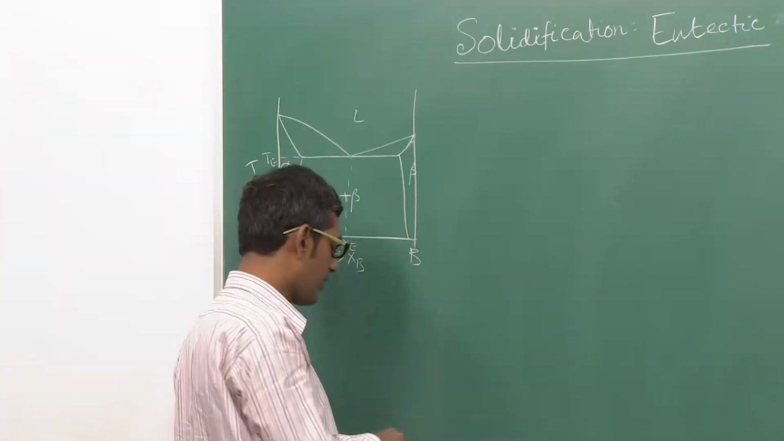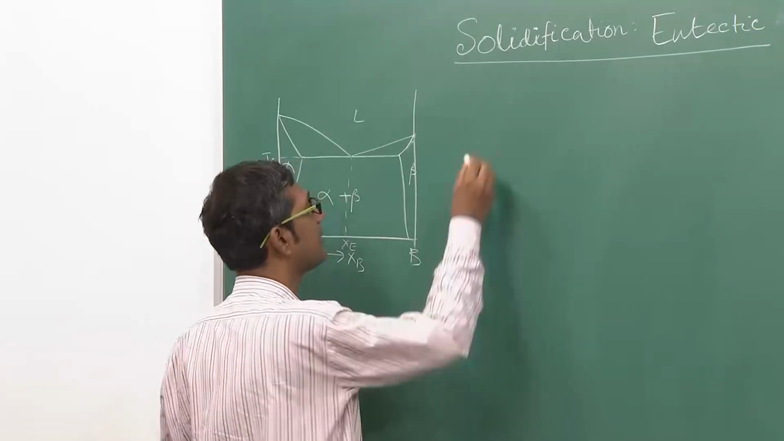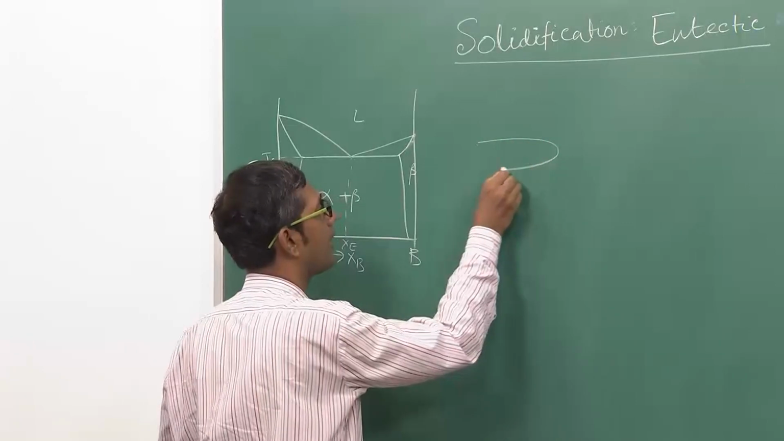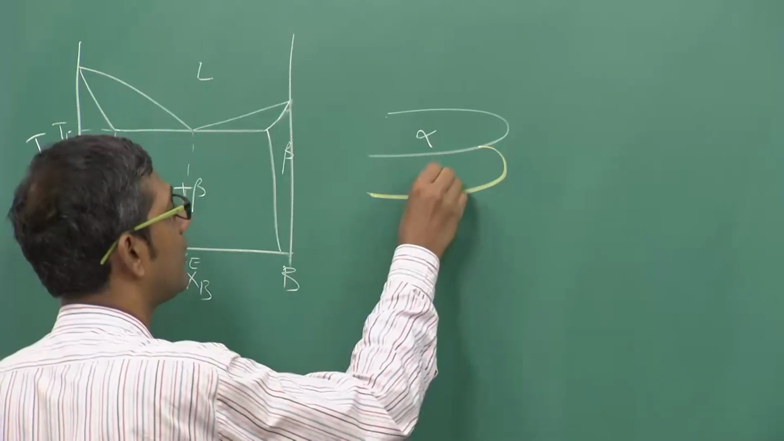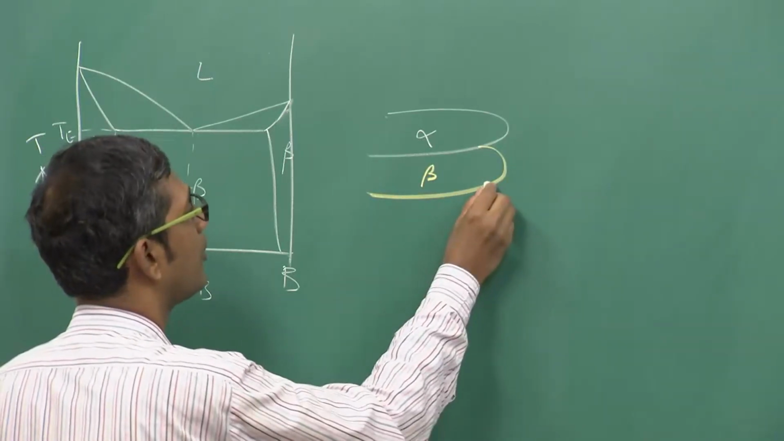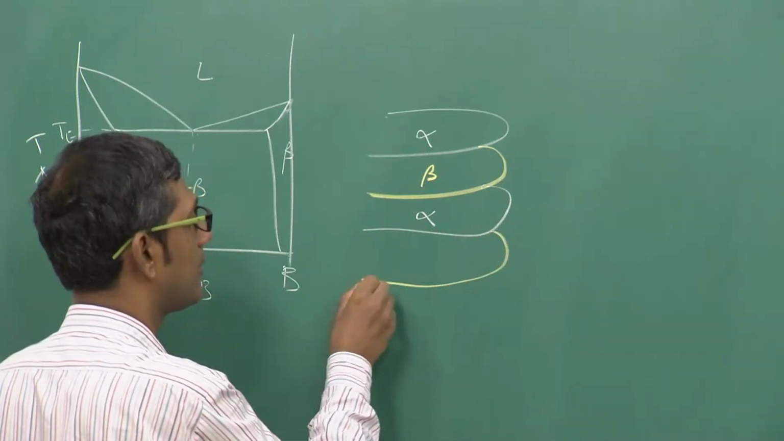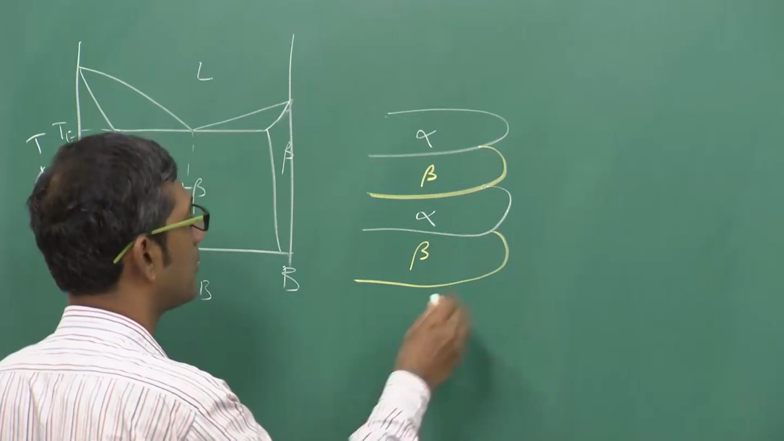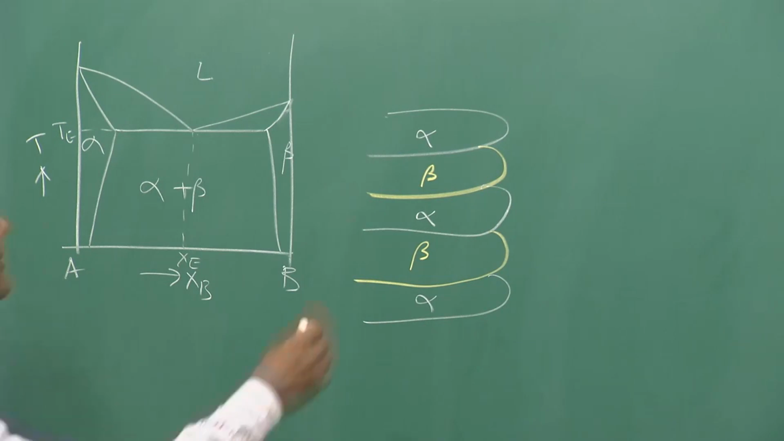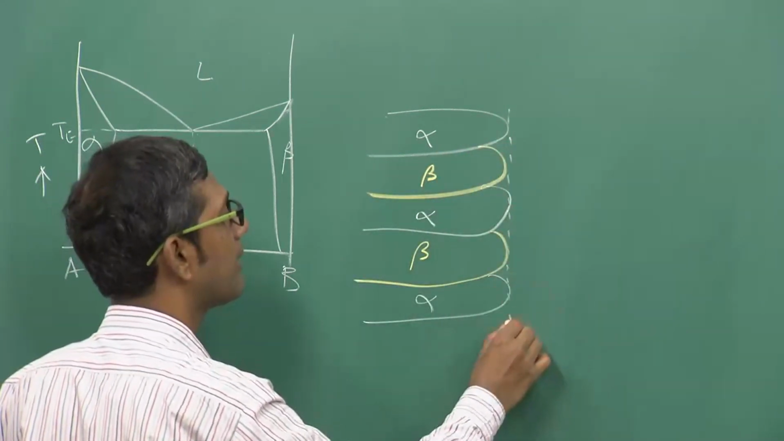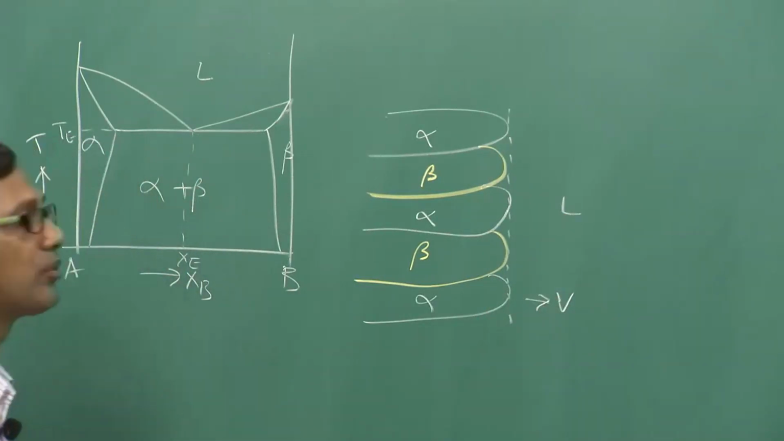Now the eutectic actually grows in a lamellar manner. So I can draw this eutectic in a lamellar form. Suppose this is alpha and this is beta, and slowly I can build up the eutectic lamellae. So there is a planar interface, which is not exactly planar, and the eutectic is growing with a velocity v into the liquid, this growth front.